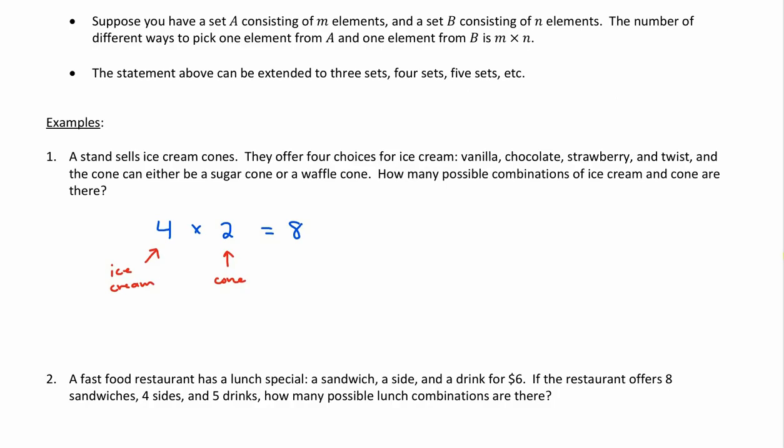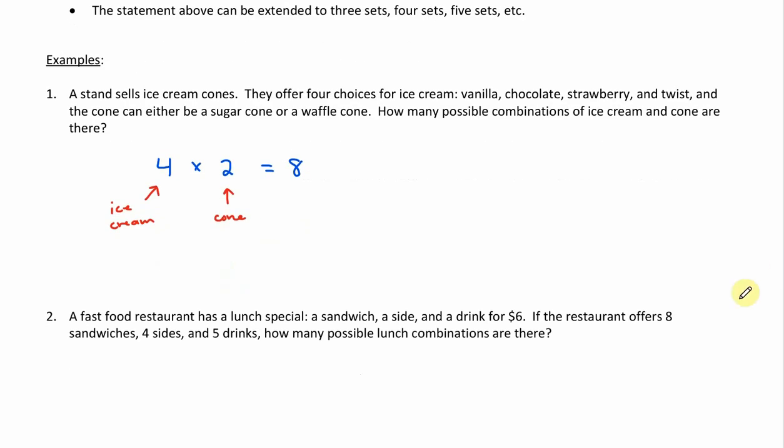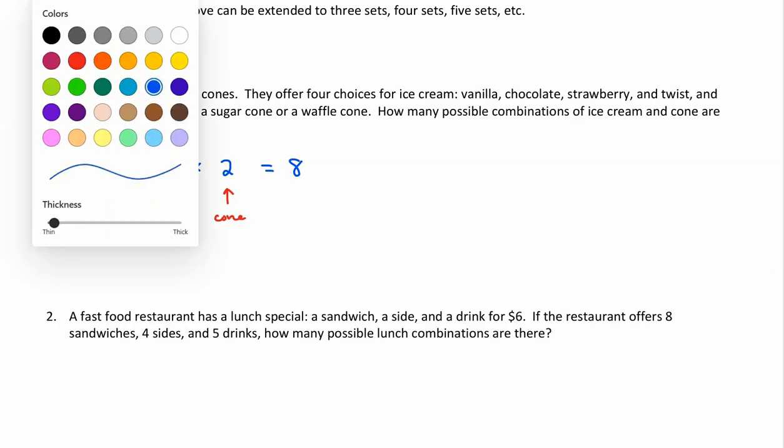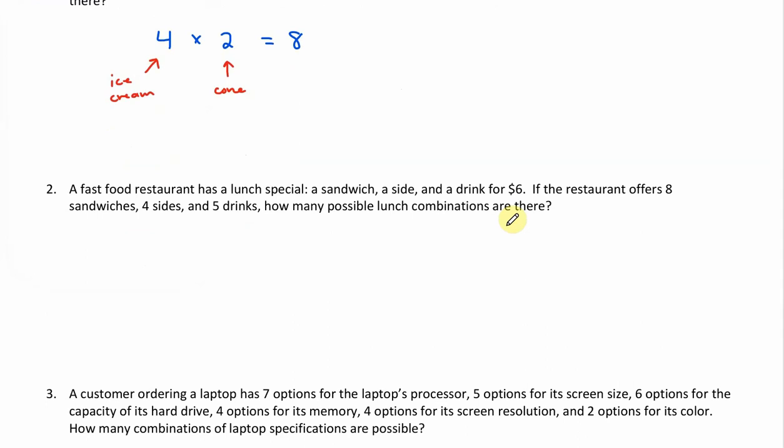Even in number 2, because in number 2, we have 3 sets this time, right? 8 sandwiches, there's set number 1. 4 sides is set number 2. 5 drinks is set number 3. So this is going to be a much larger number that we're going to get in number 2. I scroll down a little bit here. All right, so then what we're going to have is 8 for the sandwiches, times 4 for the sides, times 5 for the drinks, and that is 8 times 20, so that must be 160. So yeah, I wouldn't want to do that one by exhaustion. That's a long list, 160 things.